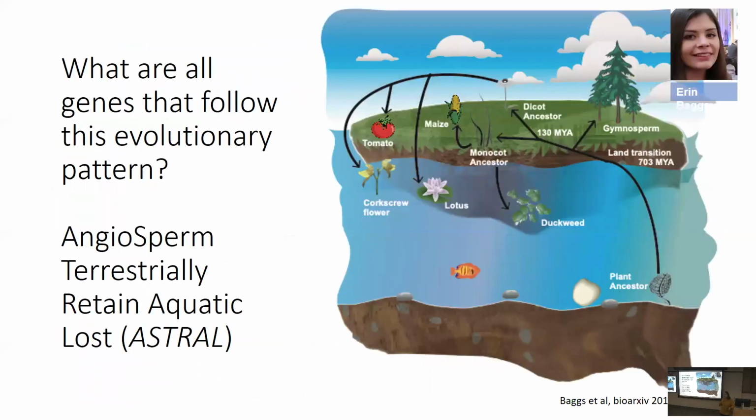So we decided to use those species to ask, can we do this genomic screen to find some other components lost in this pathway? We call them angiosperm terrestrially retained, because that was a criterion for us. They had to be retained in species on land, and aquatic lost, or astral genes.